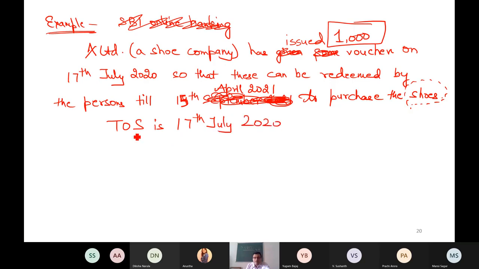So this X Limited is liable to pay the tax on 17th July 20. What is the date of deposit? That will be 20th August 20, but that I will explain to you later. So on this date I become liable to pay the tax.